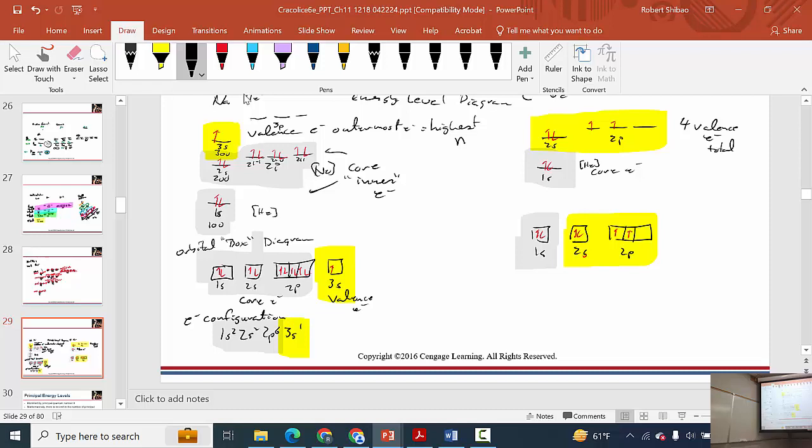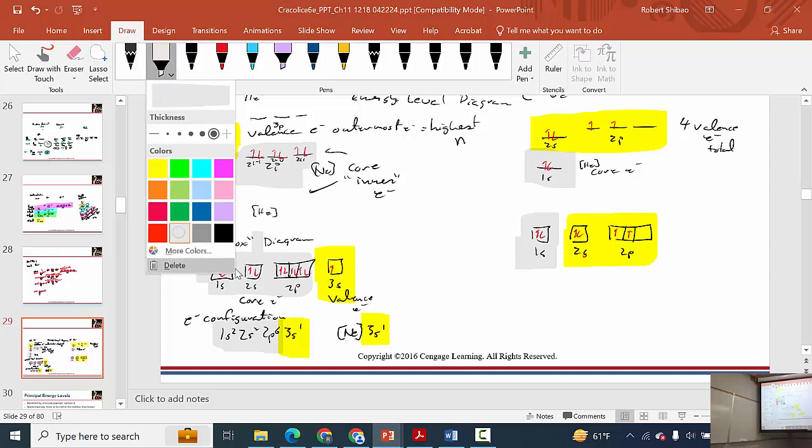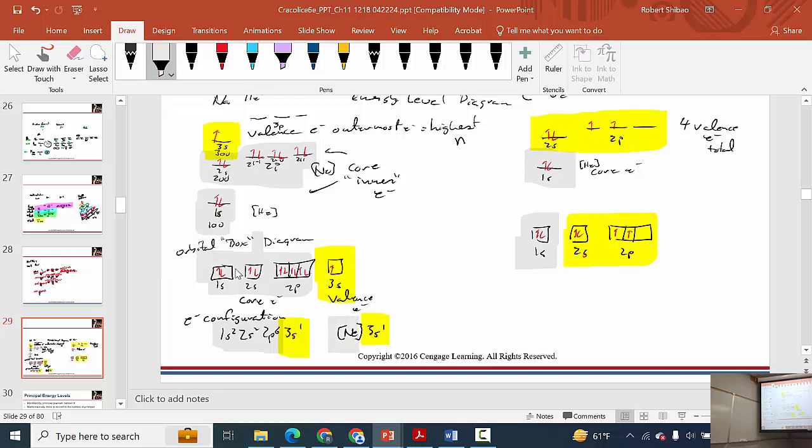All right. If I look at this, I'm filling up the first shell and the second shell. If I fill up the first shell and the second shell, that's the same as neon. And so I could say neon 3s1. This is with the core abbreviation. So 3s1 is my valence, and the core will be a neon core, like that.